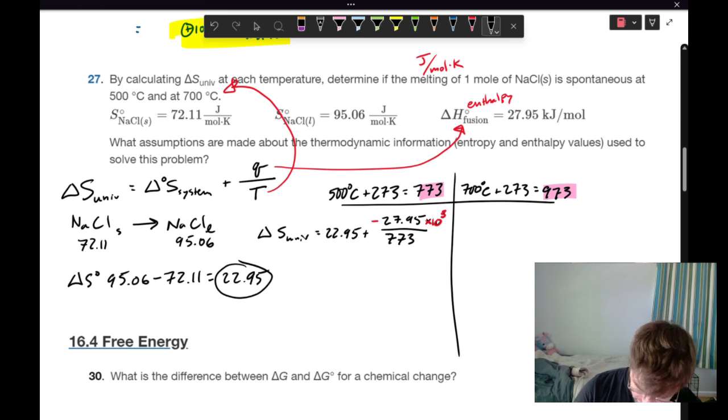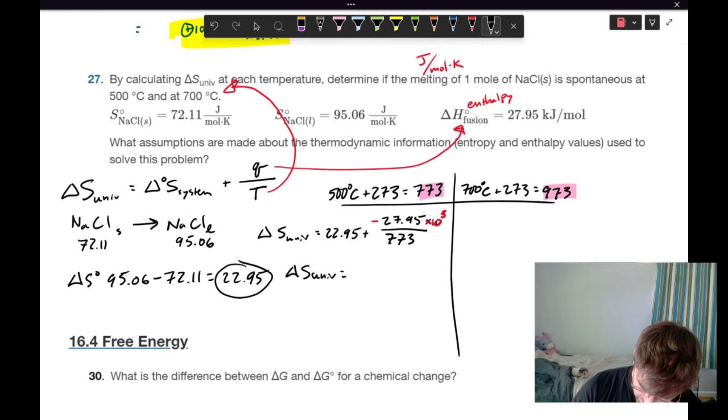And so plugging these values into the calculator, the change in entropy of the universe should be negative 13.2 joules per mole dot Kelvin. And because this is a negative change in entropy, disorder is decreasing. This is very likely not a spontaneous reaction.